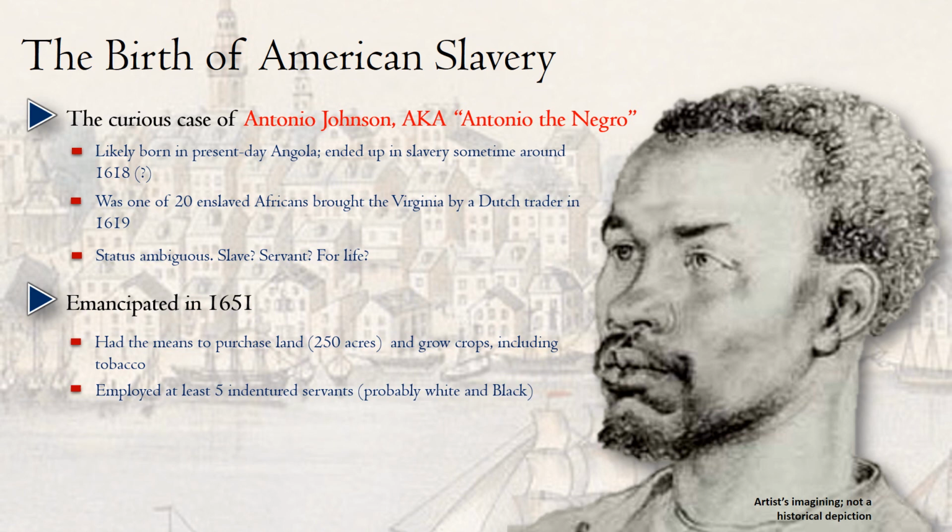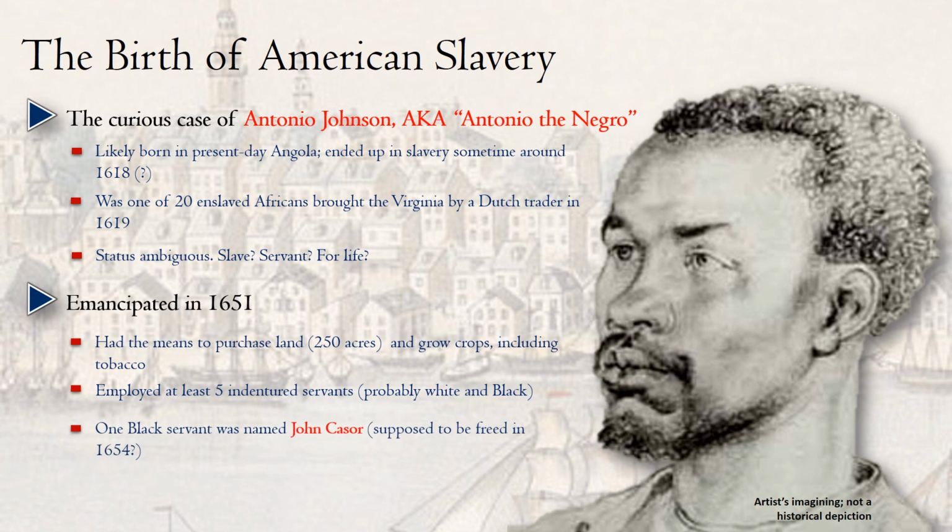We do know that Antonio Johnson, when he became free, employed at least 5 white indentured servants, which is probably a mixture of white and black. And again, this tells us something about the nature of slavery. If a black man is able to hire out white indentured servants, we know that some of them were white. This tells us something about race relations, right?